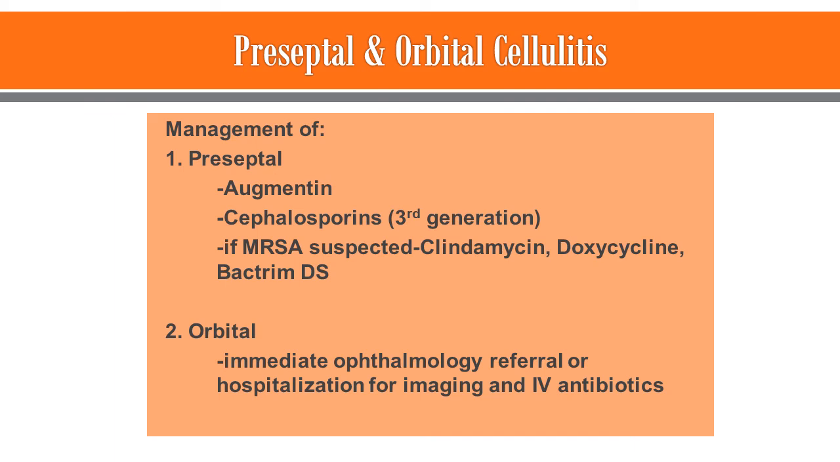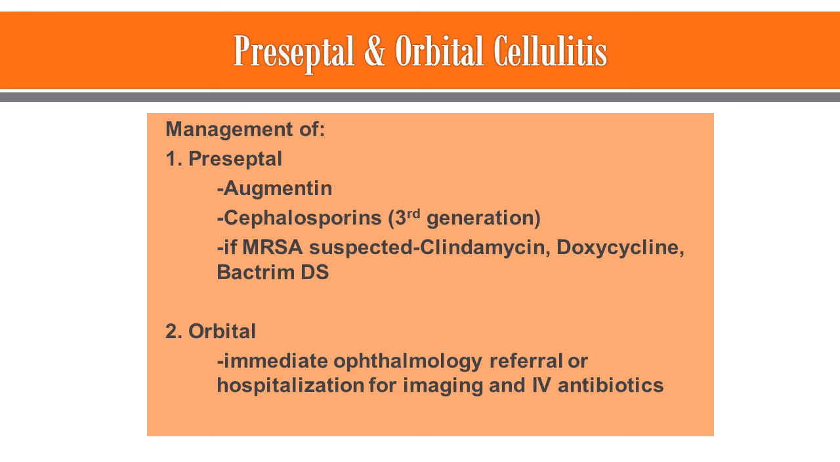When you're managing these patients, the management of preseptal is obviously different than orbital. As we said, the orbital, you're going to be admitting them. They're going to be getting IV antibiotic therapy, imaging done. But with the management of the preseptal, you can go ahead and start them on broad spectrum antibiotics. So a third generation cephalosporin or Augmentin clavulanate can be used, as well as going into the doxy, clindamycin, Bactrim, sulfa drug, if you're suspecting that there could be a MRSA going on here.